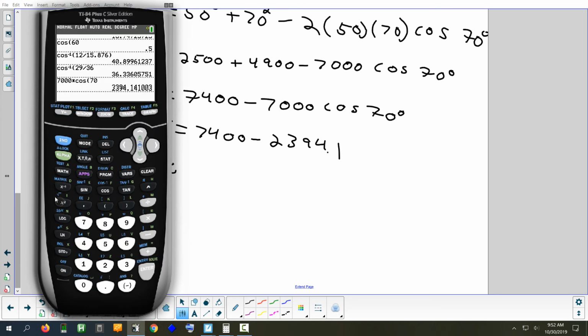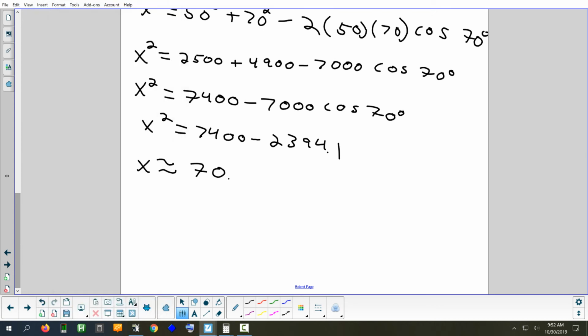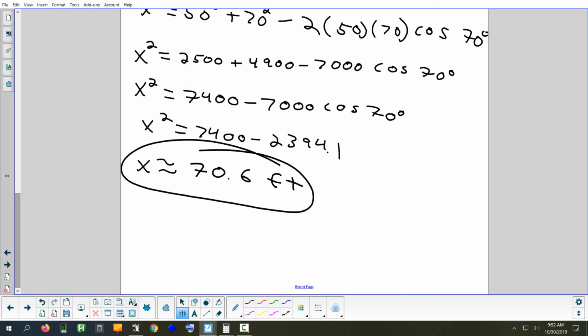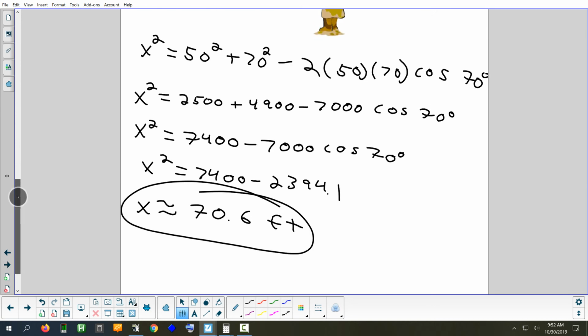Okay, so square root of 7,400 minus 2,394.1. So the distance between the 2 houses is about 70.6 feet. So you can see on that one we really compressed a lot of the steps, so we really only had 4 steps. And then the calculator gave us the final answer.